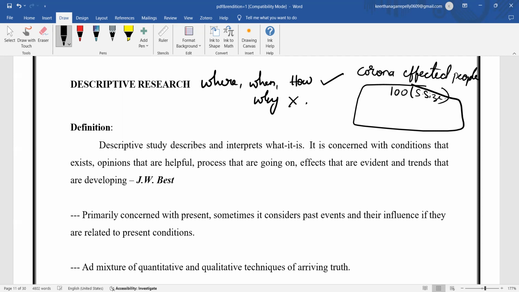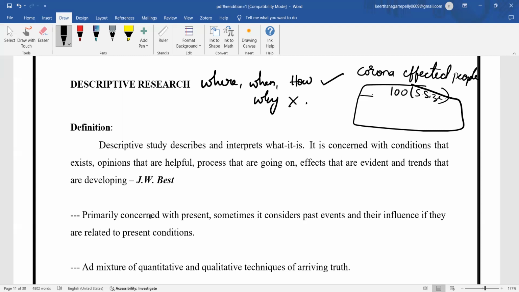Now what happens is, you're not controlling anything as we do in the experimental research, and we are not giving any situations. The situation is already completed, the phenomenon is already completed. You are just studying the effects of that phenomenon or that situation. So in descriptive research you just study the phenomena which has already happened, and you don't disturb it. It happens as it is, you just study the trends.